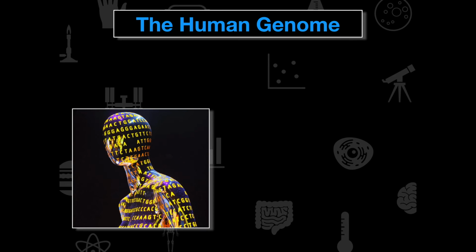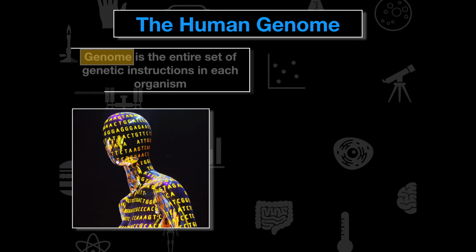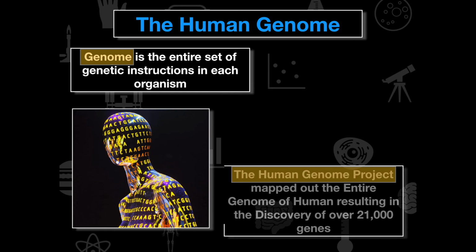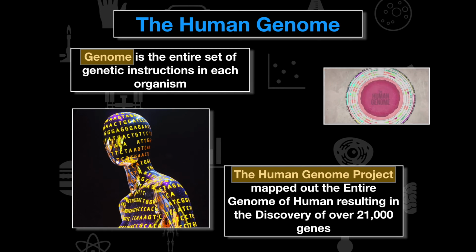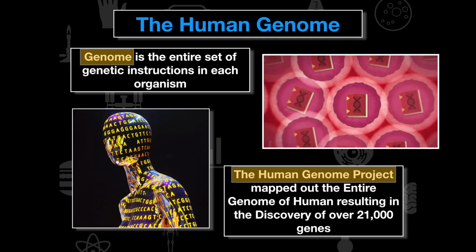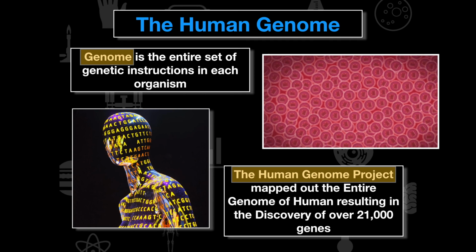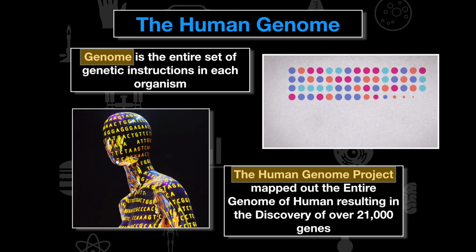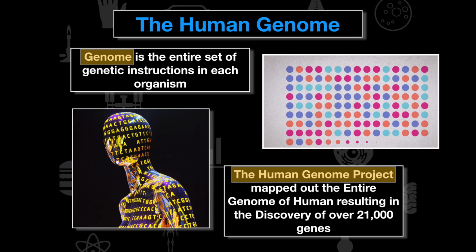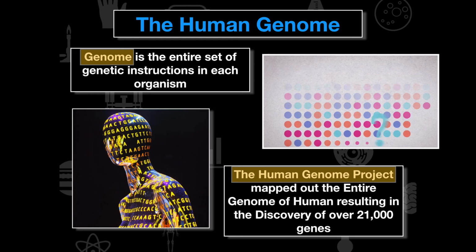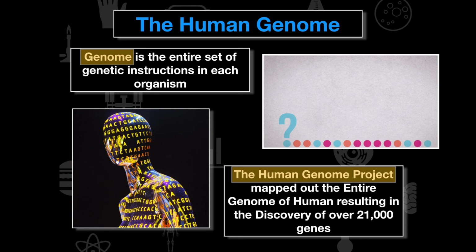So if we think about this, well, we've been studying this for a while, and what we've been able to do is look at the human genome. And a genome is simply the entire set of genetic instructions in each organism. And the Human Genome Project mapped out the entire genome of one human, and this resulted in the discovery of over 21,000 genes.